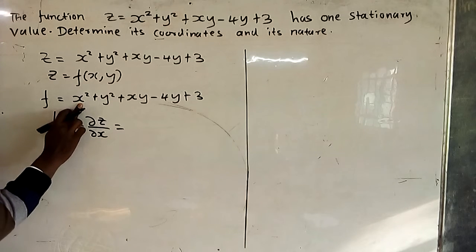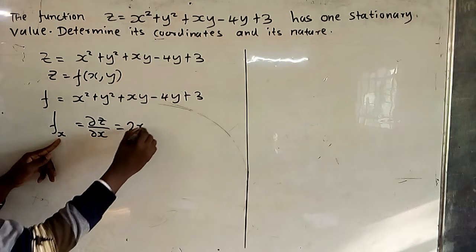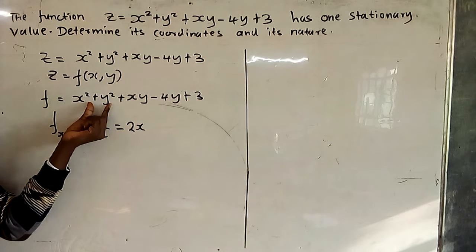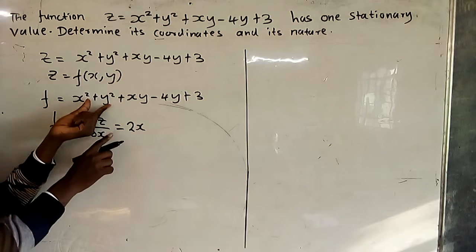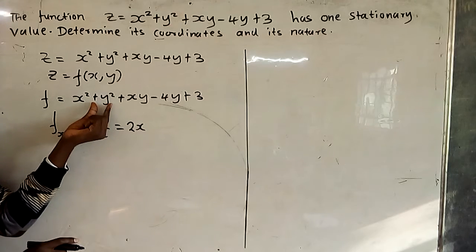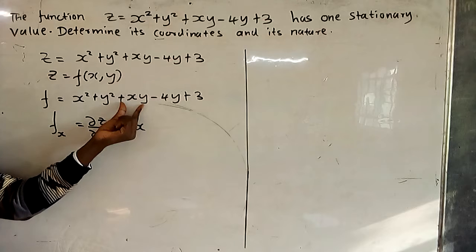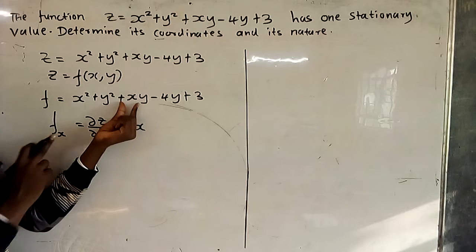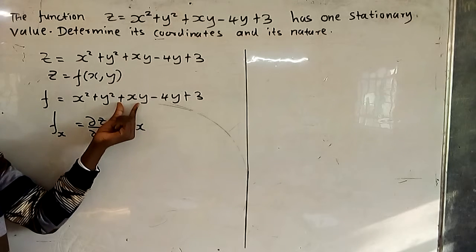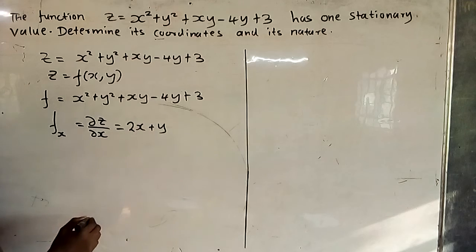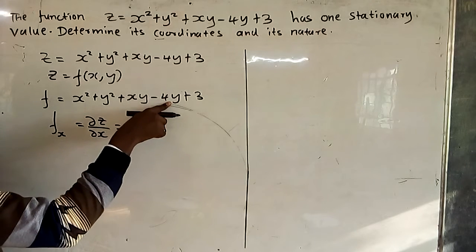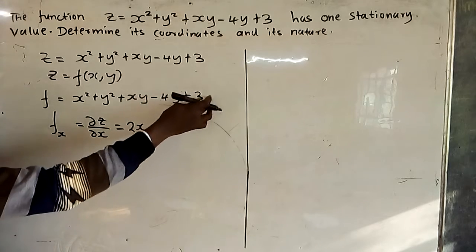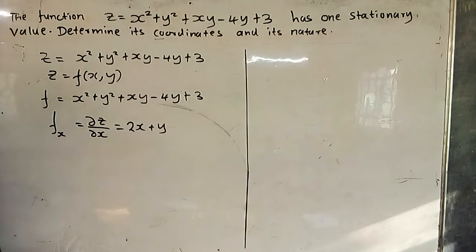If you differentiate x squared with respect to x, what do you get? 2x, because only x is a variable, isn't it? Yes. If you are differentiating y squared, you get 0, because only x is a variable, so y squared is treated as a constant. Are you seeing that? Yes. Then you go here, if you are differentiating xy partially with respect to x, it means y is a constant. You differentiate x, isn't it? Yes. So if you differentiate x, you get 1. You remain with y. Are we together? If you're differentiating negative 4y partially with respect to x, it means the whole of it is a constant, you get 0, isn't it? If you're differentiating 3, a constant, partially with respect to x, you get 0.